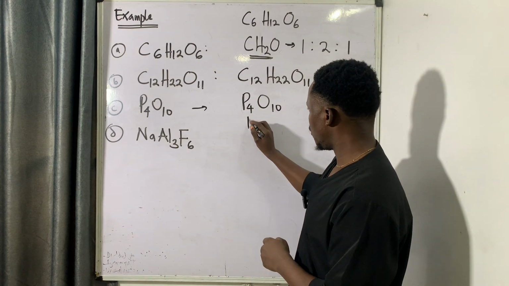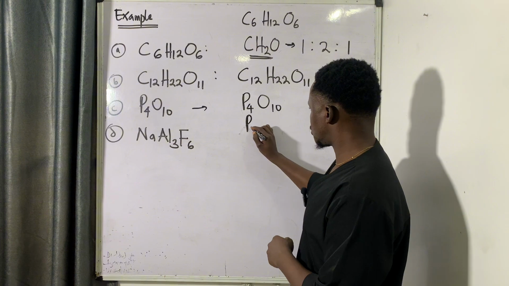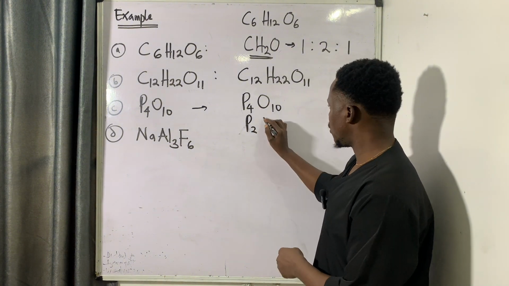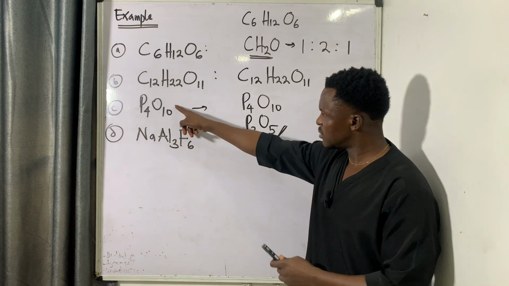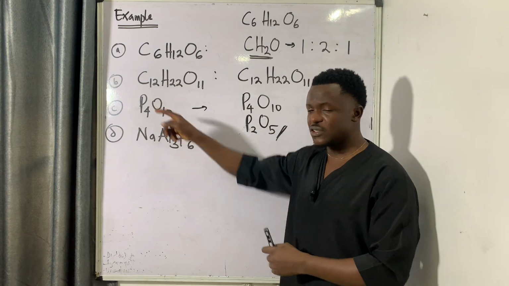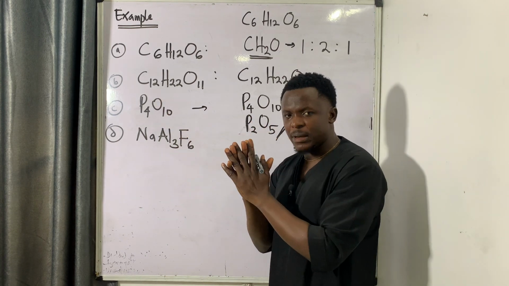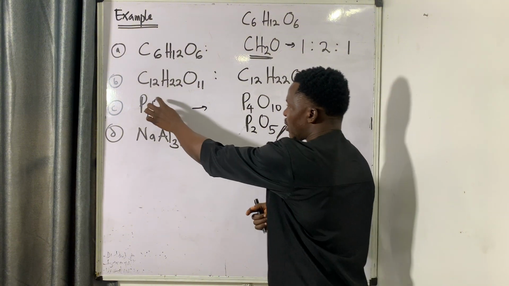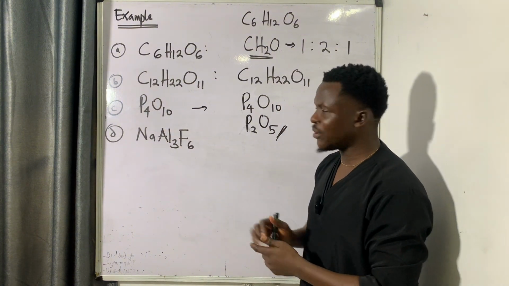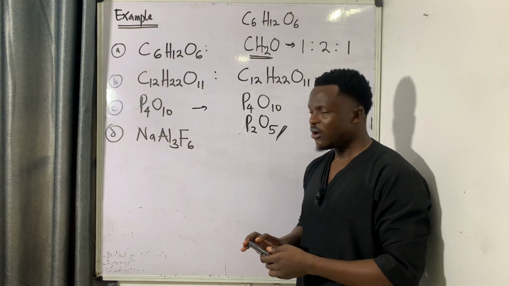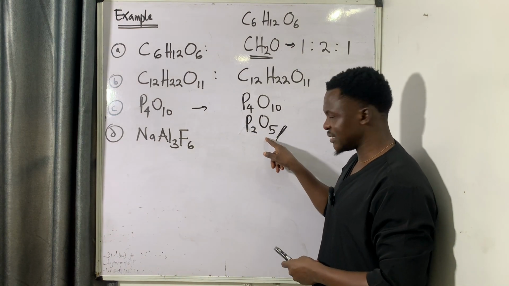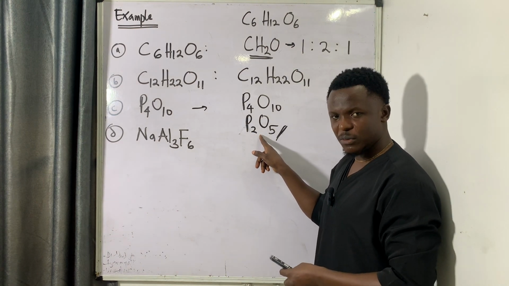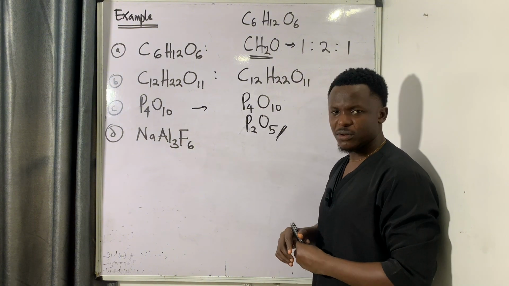2 can go into 4, 2 can go into 10, 5. It means that this compound is actually not empirical formula. This is actually molecular formula because this can be reduced further. All right. So if you break this further, this becomes the simplest. It cannot go beyond this. So this is actually the empirical formula, and this is the molecular formula of this.